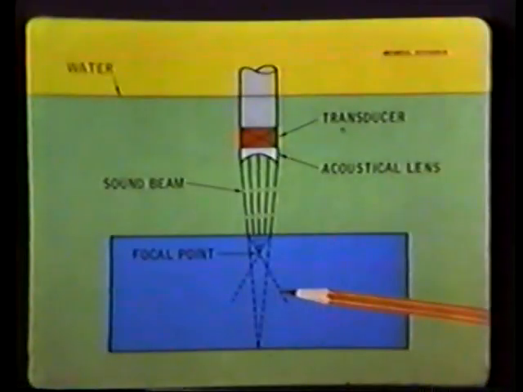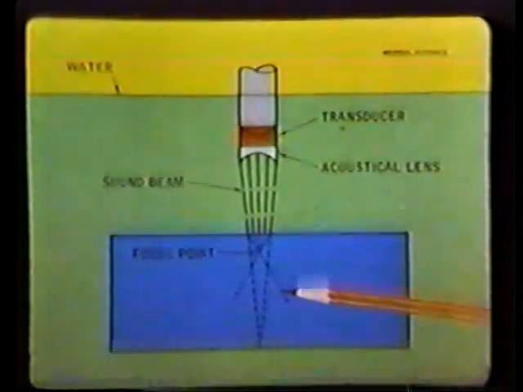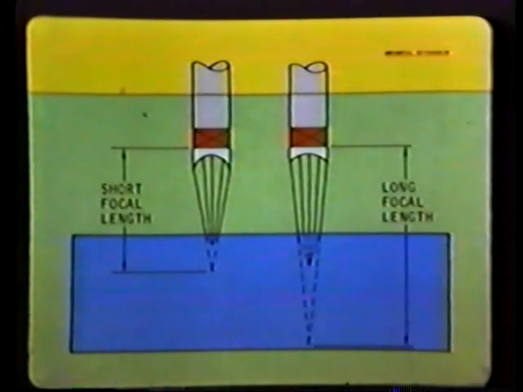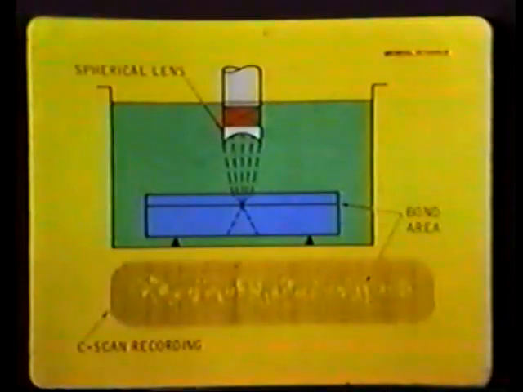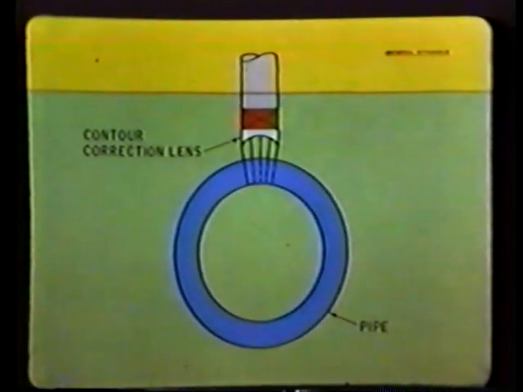Beyond the focal point, you'll notice beam divergence increases quite rapidly. This reduces the useful range of the transducer, its depth of penetration. Shorter focal lengths are used to examine areas close to the surface. Longer focal lengths provide deeper penetration. A common application of spherically focused transducers is in examining the bond between two materials. A common application of cylindrically focused transducers is in contour correction, in testing pipe, tubing.